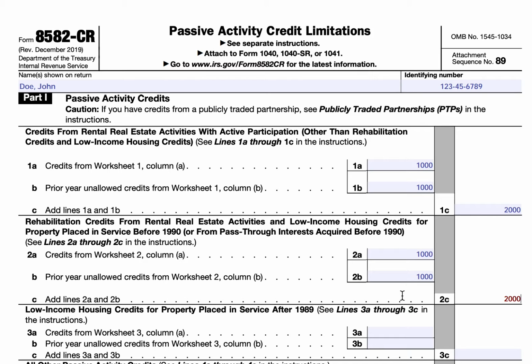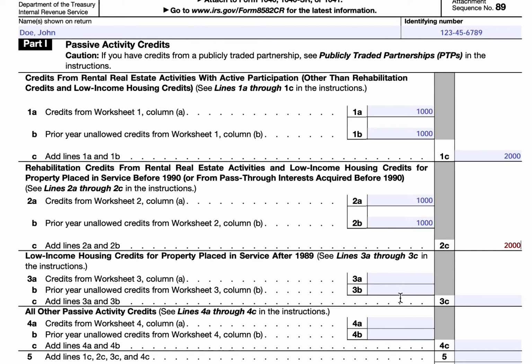And then in line 3, basically this is for low-income housing credits for property that you placed into service after 1989, and this would include through a pass-through entity that you acquired after 1989. So again, $1,000 of current year credit, $1,000 of carry forward, and we've got $2,000 for each of these credits.